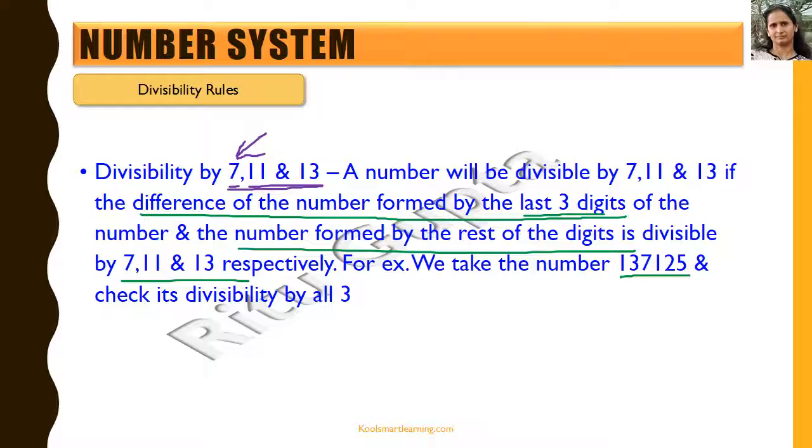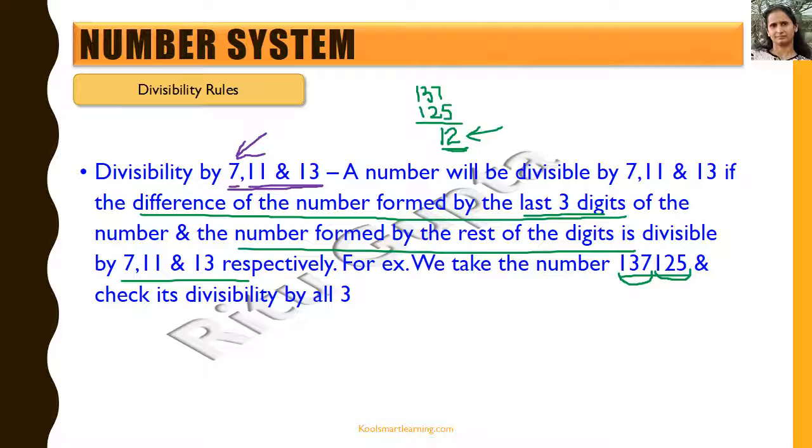Now if we want to check its divisibility by 7, 11 and 13, what we can do is, the last 3 digits are 125 and the remaining is 137. If we subtract the last 3 digits from the remaining digits, which is 137 minus 125, we get 12. This 12 is neither divisible by 7 nor by 11 nor by 13. So this number 137125 will not be divisible by any of these numbers 7, 11 or 13.